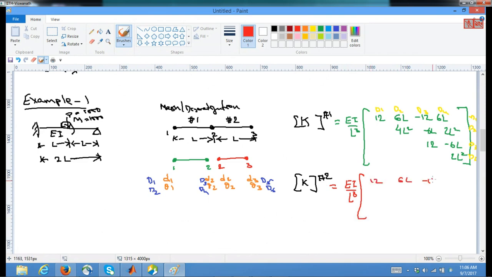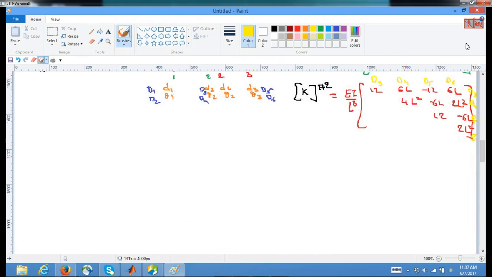6L minus 12, 6L, 4L square, minus 6L, 2L square, 12, minus 6L and 2L square. These are with respect to degrees of freedom corresponding to d3, d4, d5, d6. So then what we did was the assembly.